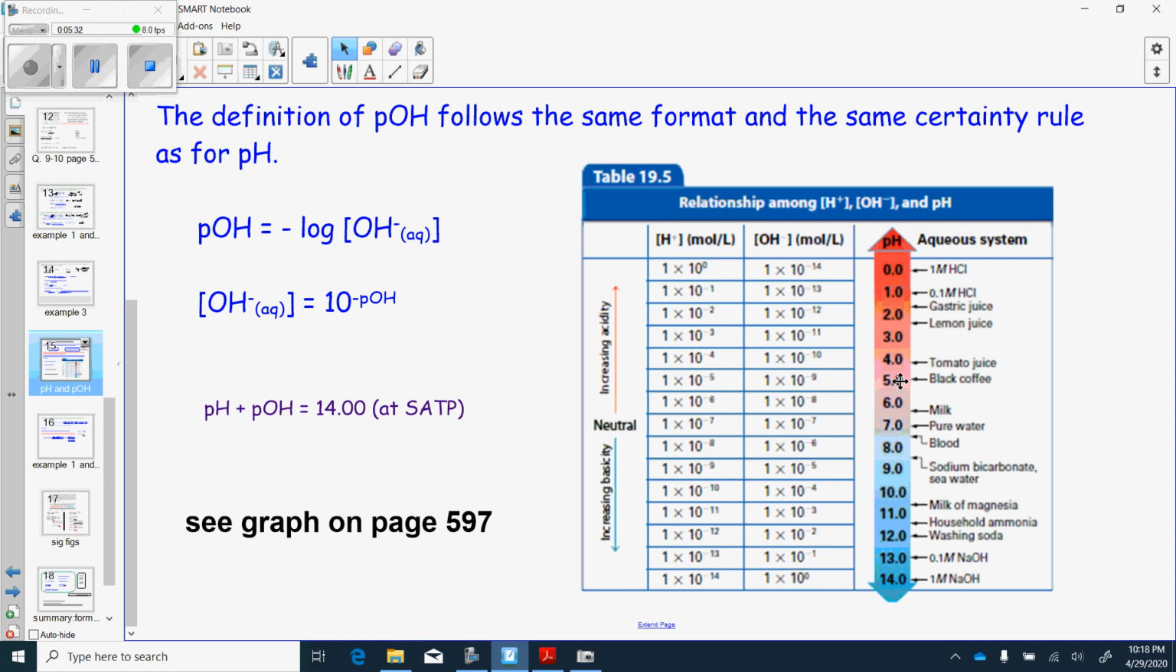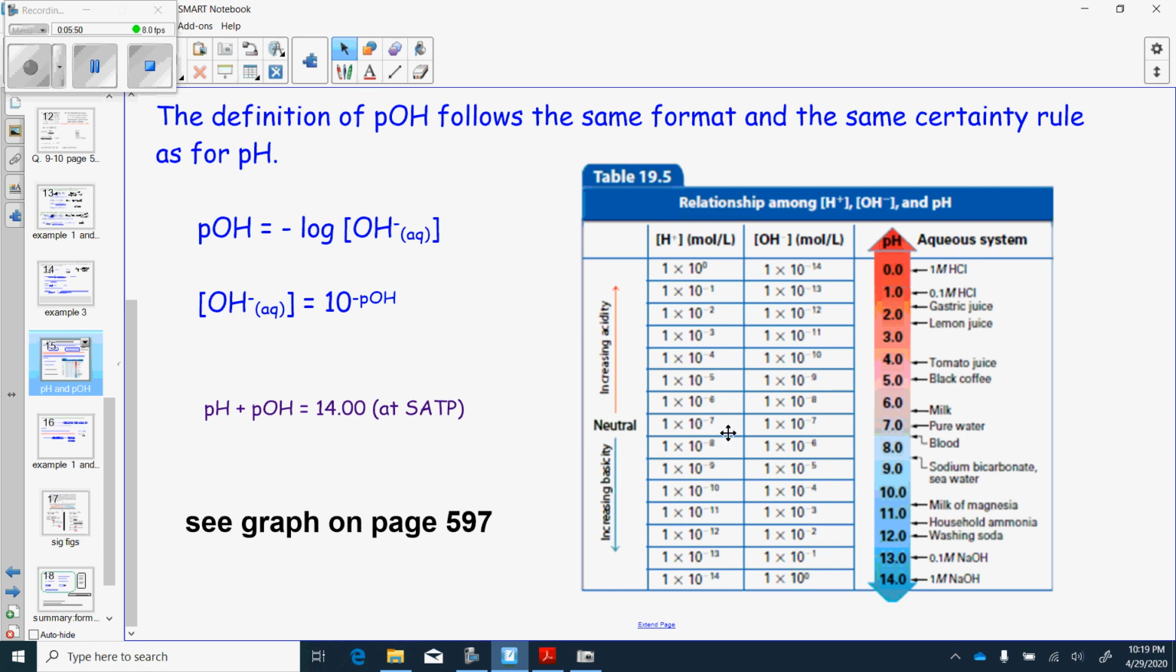So when you look at a pH scale, as the numbers go down, you actually are getting more and more H's, which means you're getting more and more acidic. So as the numbers go down, you're approaching a very acidic solution. The opposite is true in the other direction.